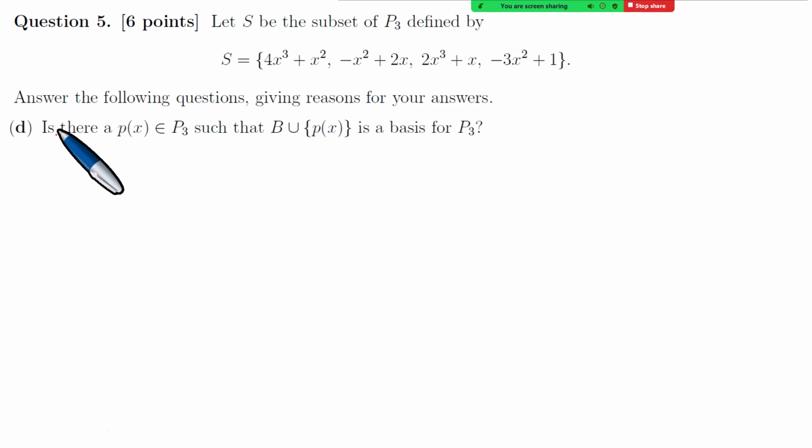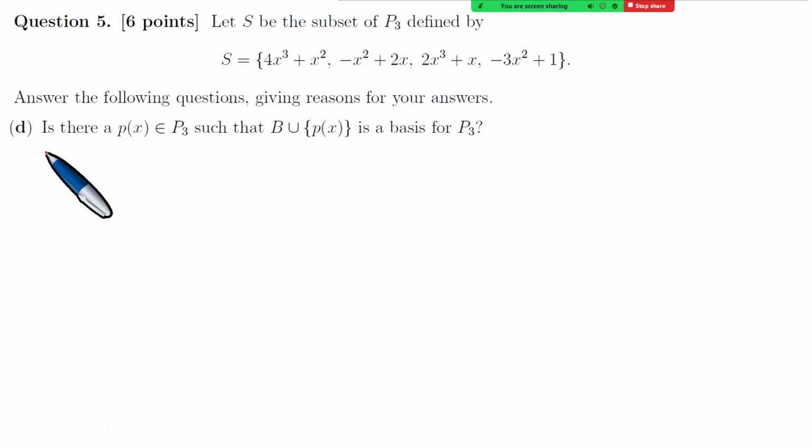Right. Now, is there a polynomial P of X in P3 such that if you take the basis B with the union of that polynomial, it's a basis for P3? Okay, that's a very interesting question.